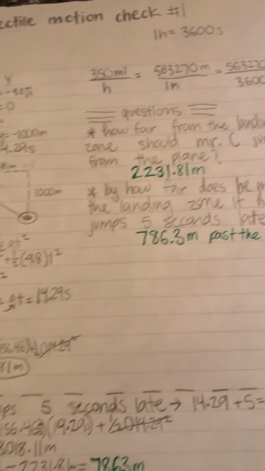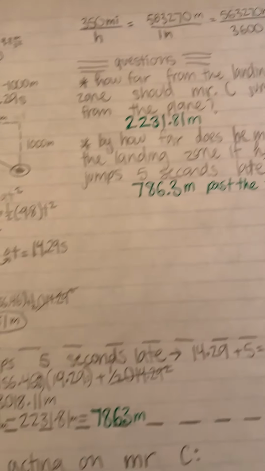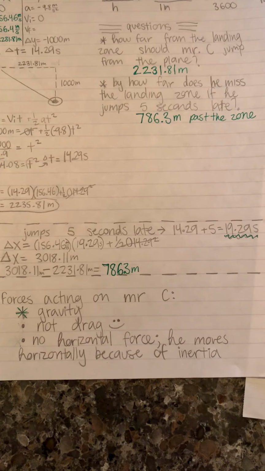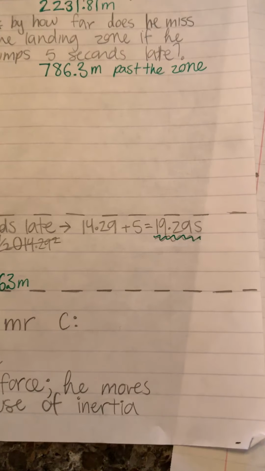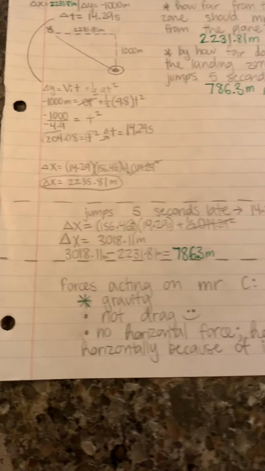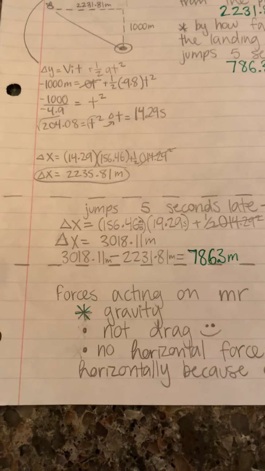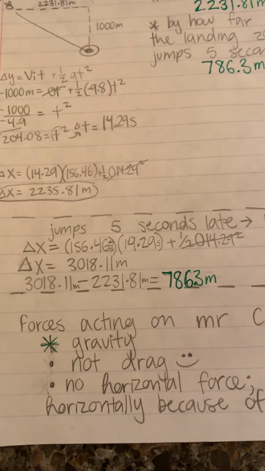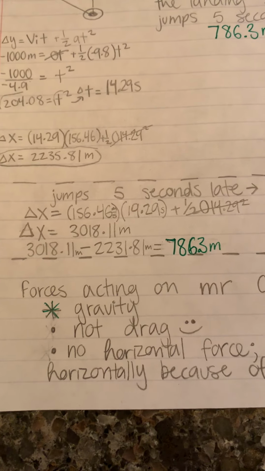And so we know that this is how far he would jump from the plane in order to make it in the landing zone. And so then it asks, if Mr. C jumps 5 seconds late, how far would he miss the landing zone by? And so if he jumps 5 seconds late, that adds 5 seconds on our change in time, and our new time is 19.29 seconds. And so if you plug this time into the same equation we used here down into this one, it's the same thing, the initial velocity times the change in time. And so with the new change in time, the displacement in the x direction is 3,018.11 meters.